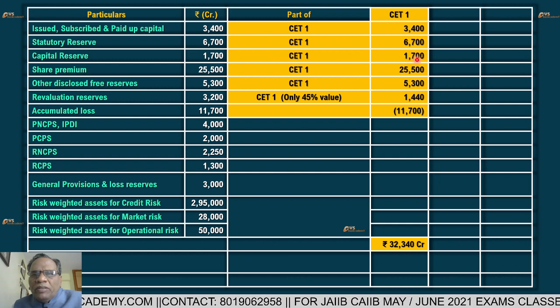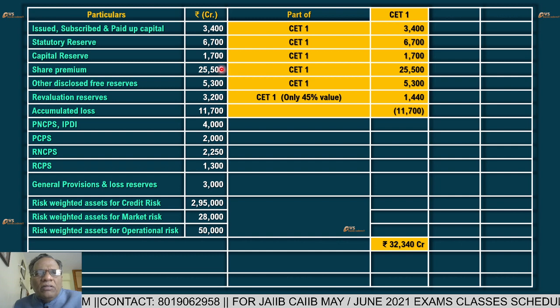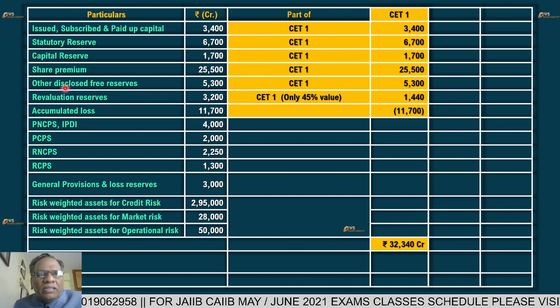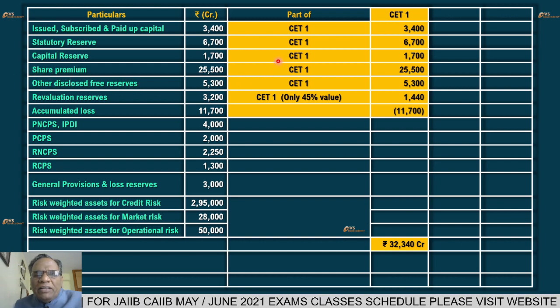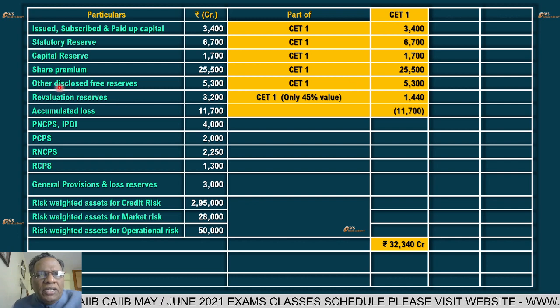Own capital, you can say own capital, going concern capital, core capital, permanent capital, we can say all. Share premium 25,500, that is also part of common equity Tier 1 capital. Then other disclosed free reserves. Sometimes they ask whether other disclosed free reserves are part of common equity Tier 1 capital, additional Tier 1 capital or Tier 2 capital. Any reserve which was disclosed will come under part of Tier 1 capital only.